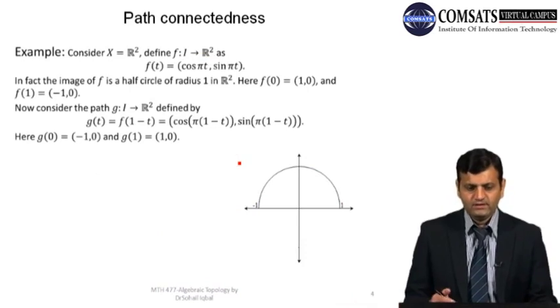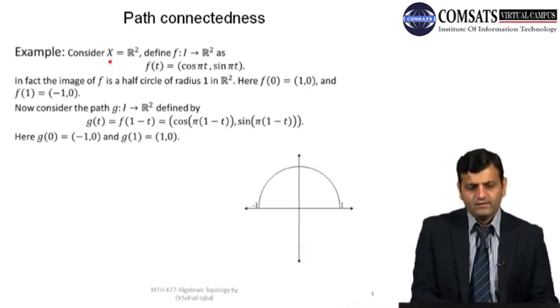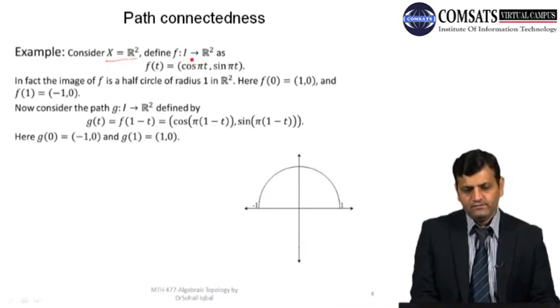So now let's see some examples of path. If our topological space is R2, we define f from I to R2 as f of t is equal to cosine pi t, sine pi t. In fact the image of f is a half circle of radius 1 in R2. Okay, so let's see what is f of 0. So when t is equal to 0, cosine 0 is 1, and sine 0 is 0. So f of 0 is (1, 0).